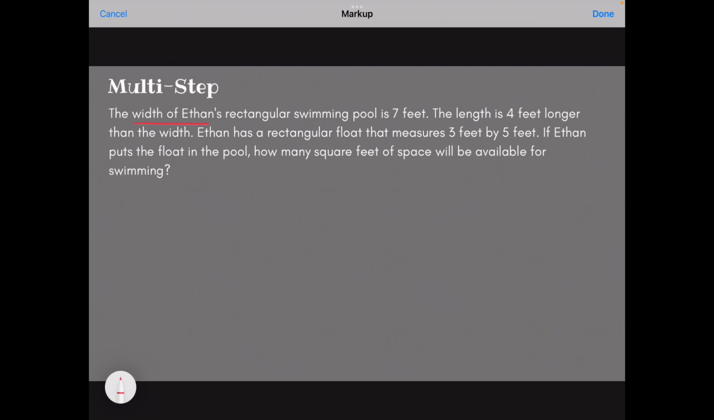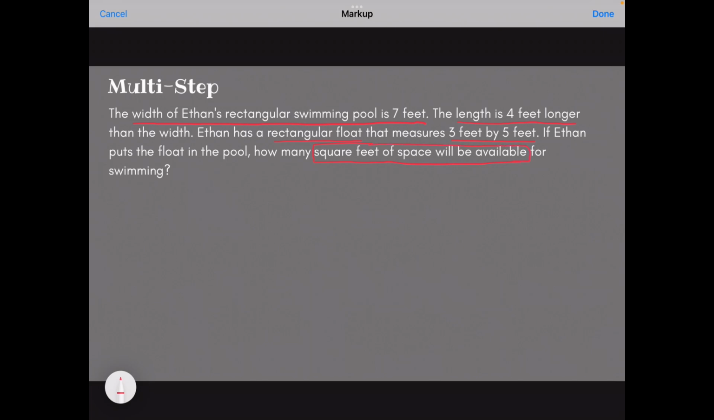The width of Ethan's swimming pool is 7 feet. The length is 4 feet longer than the width. His rectangular float measures 3 feet by 5 feet. And then if he puts that float in the pool, how many square feet, so we're talking about area here, will be available for swimming?